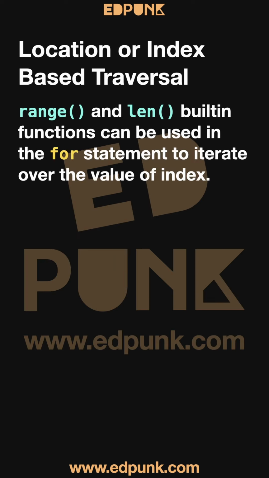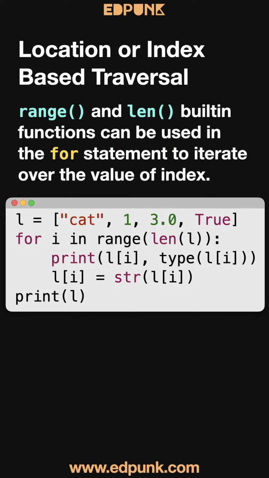In case of for statement, we iterate over a range object which provides a sequence of integers starting from 0 to length of list minus 1. The sequence can be used for index based traversal. Let us take a look at the program.